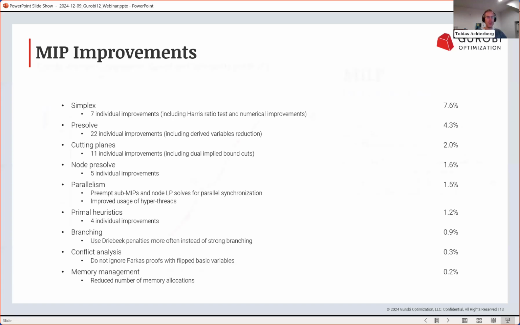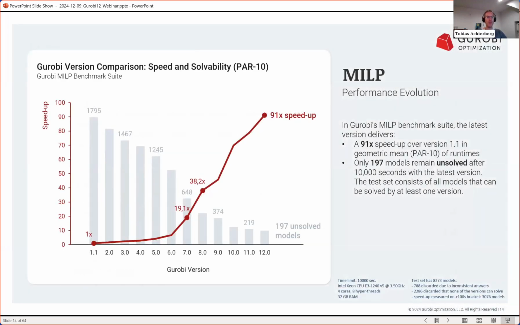And with that, I will just show you the historical slide of our speedup. So if you compare the individual Gurobi versions since version 1.1, which was the first version that we released that could solve mixed integer linear programs, we have now in that particular test set with this par 10 metric a 91 times speedup compared to this version 1.1. And you see over time, our speedup is quite nice from each version to the next.